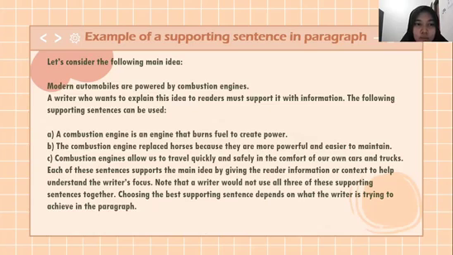A. A combustion engine is an engine that burns fuel to create power. B. The combustion engine replaced horses because it is more powerful and easier to maintain. C. Combustion engines allow us to travel quickly and safely in the comfort of our own cars and trucks. Each of these sentences supports the main idea by giving the reader information or context to help understand the writer's focus. Note that a writer will not use all 3 of the supporting sentences together. Choosing the best supporting sentence depends on what the writer is trying to achieve in the paragraph.